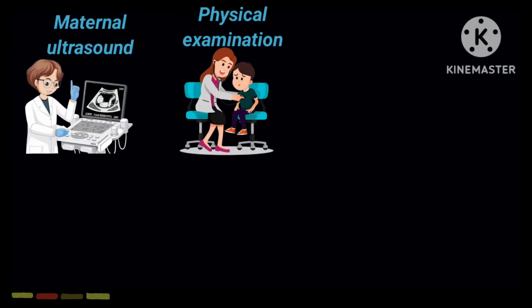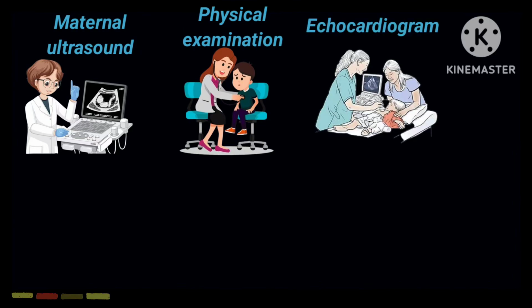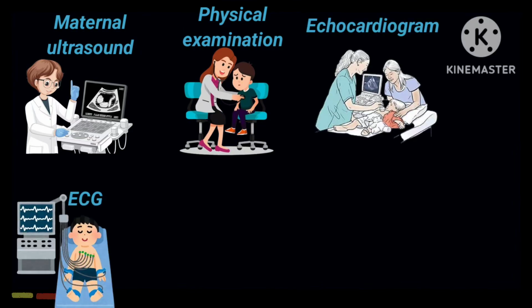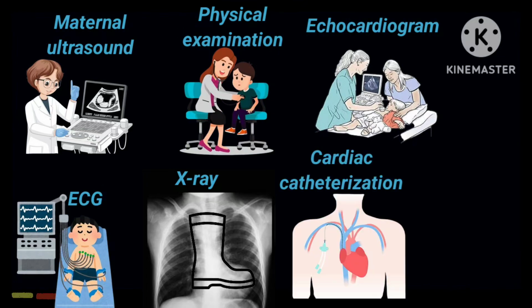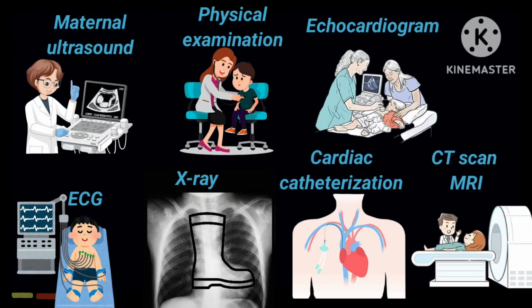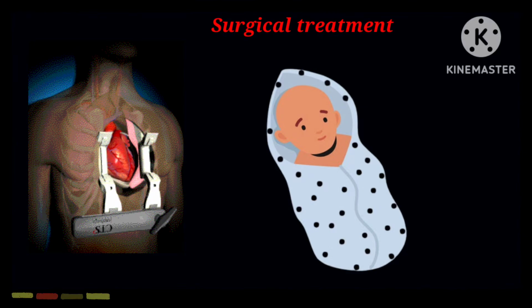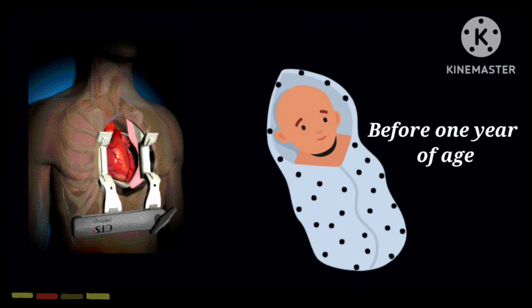Doctors can diagnose Tetralogy of Fallot during a maternal ultrasound before birth, and after birth it can be done through physical examination, echocardiogram, ECG, chest X-ray which shows a boot-shaped heart because of the hypertrophy of the right ventricle, cardiac catheterization, CT scan or MRI. All children with Tetralogy of Fallot need to have surgery to fix it. Most children have it done before they turn 1 year old.